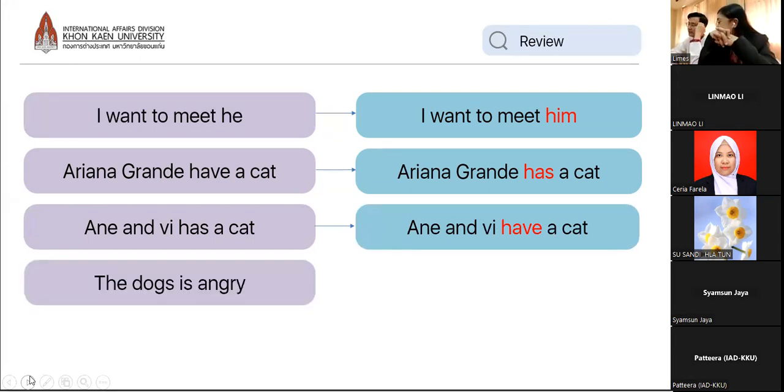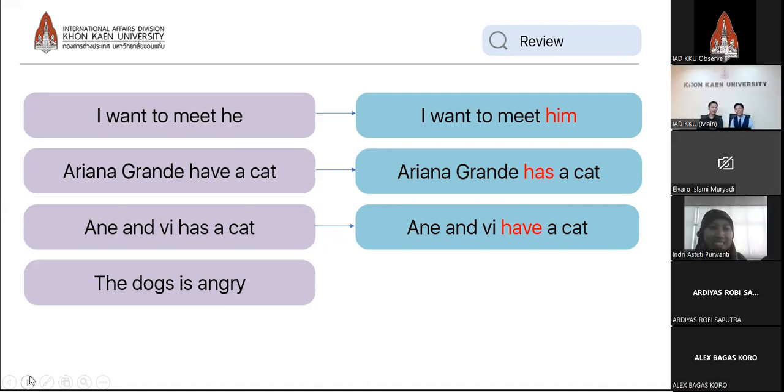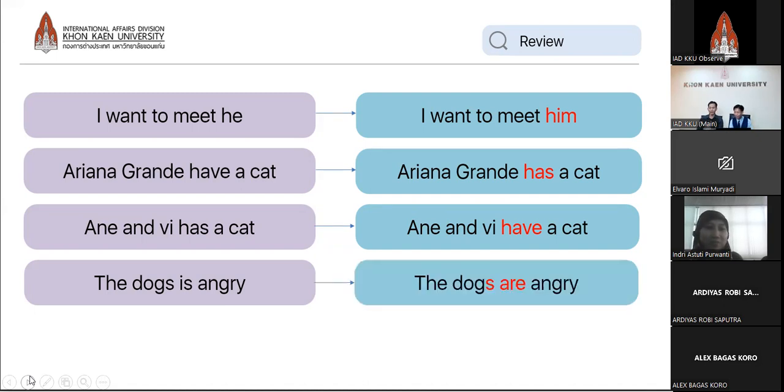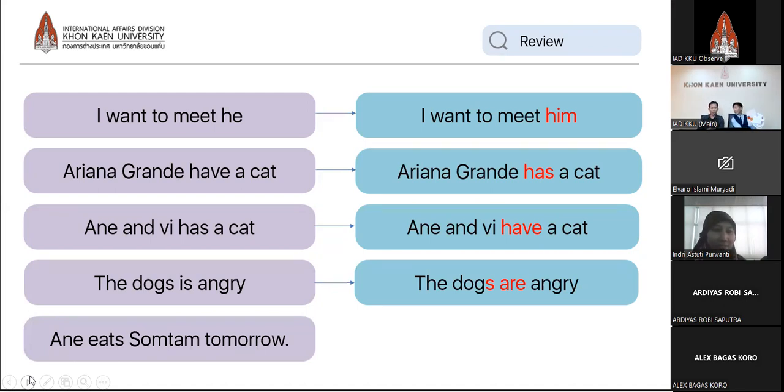And what about this? "The dog is angry." The dog can be angry? Yes, of course. What about this one? "He's yelling." Okay. What is the correct form, Miss Indri? "The dogs are angry." Okay, very good, because these are plural. Later on, at the end of this session, I will give you the Kahoot test so that you can understand. If you can answer, you can get this gift. How about this one, the last one?